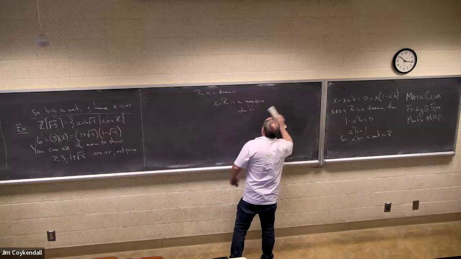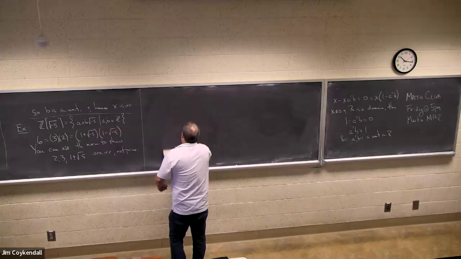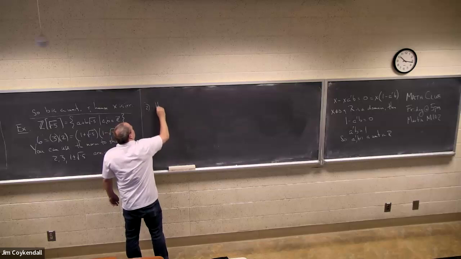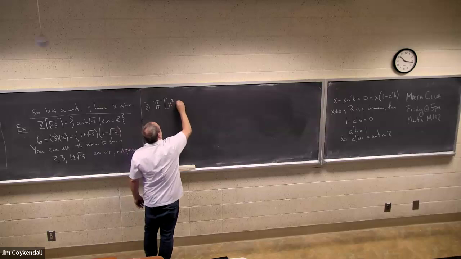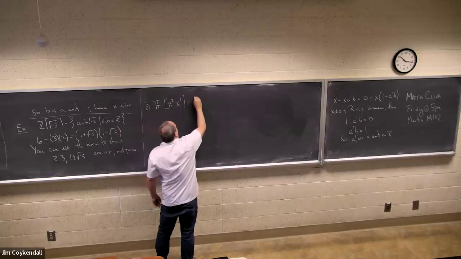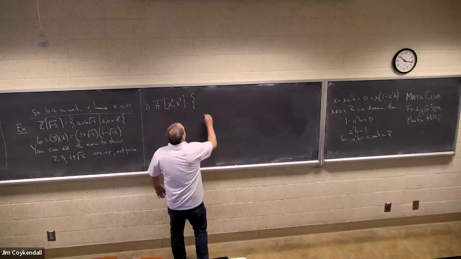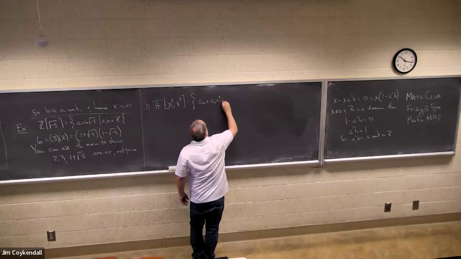Here's another example that I think is easier to see. This is the example that should come up first, probably. Take any field and look at this ring here. Oh, what do I mean by this notation? Well, this is just all polynomials of this form.